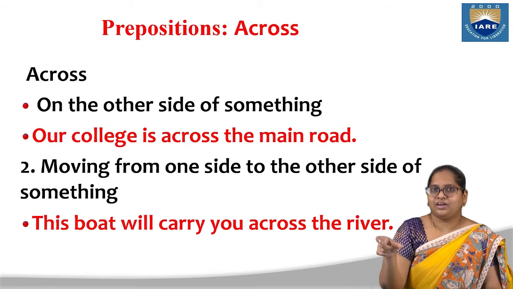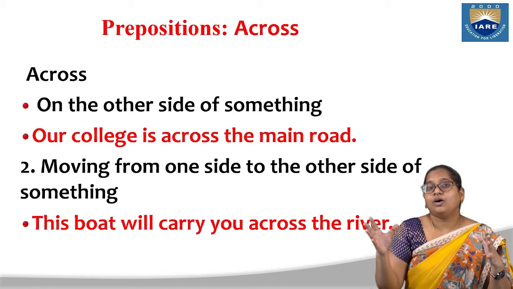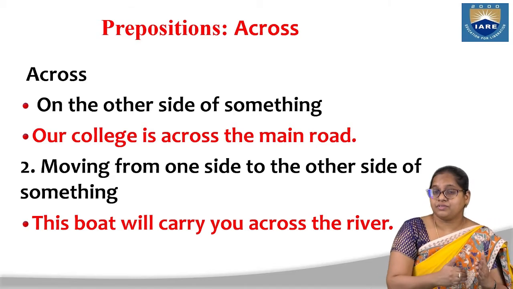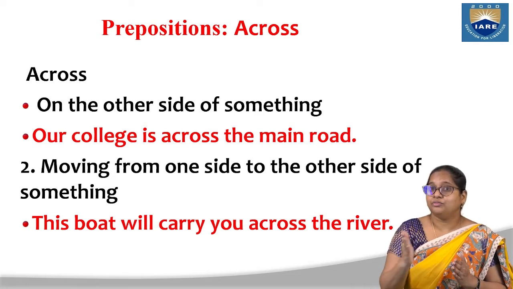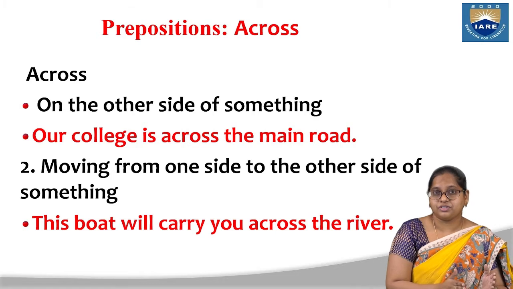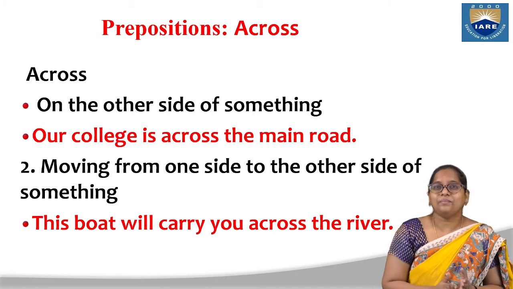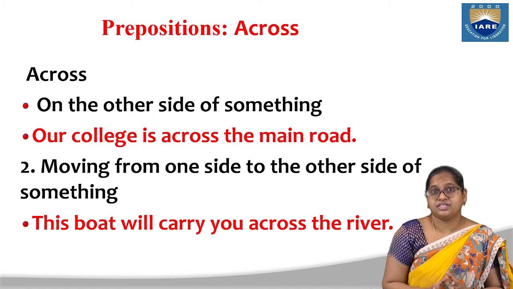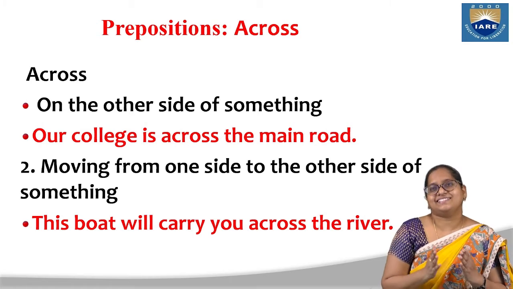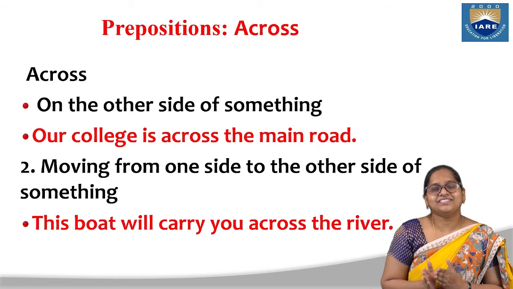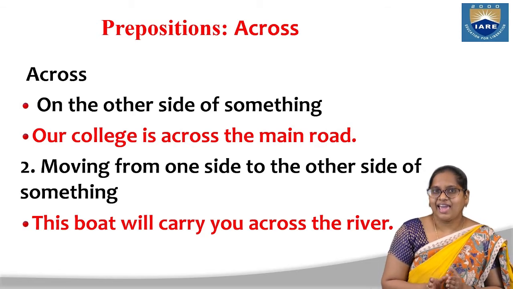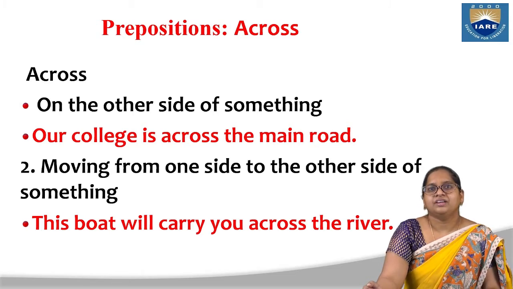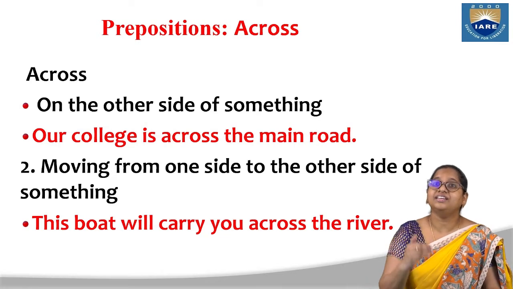We will take each word singly. We are not going to speak about prepositions in general. We have understood the definition, the kinds of prepositions, and also what simple prepositions and compound prepositions are. Now we are taking a few very important ones, looking at the sense and meaning, and how you can use those prepositions in a sentence or in context. Across. Across means on the other side of something.